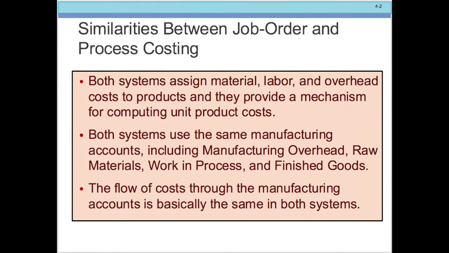In process costing, we're making the same thing over and over and over again, so we know everybody's time, every piece of material, everything goes to this one product, so we don't have to break it into the different job costing. So let's talk about the similarities and differences between job, order, and process costing. Both assign materials, labor, and overhead costs to the product and have a mechanism for computing the unit product costs. Both systems have the same accounts, including manufacturing overhead, raw materials, work in progress, finished goods, and of course the flow of costs through the manufacturing accounts is basically the same in both systems, but there are differences.